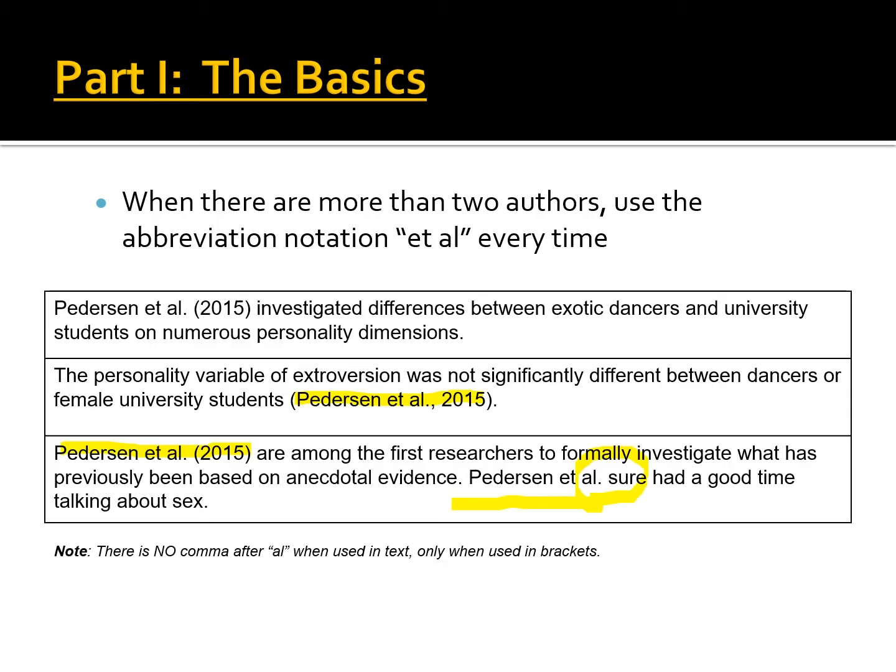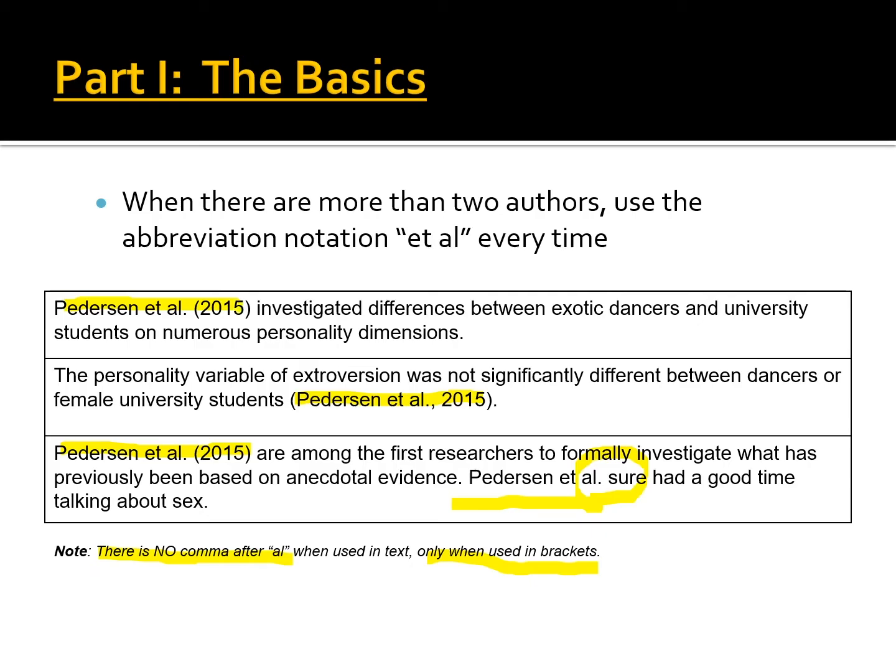So we've already said Pedersen et al. 2015. So because this Pedersen et al. is the same study and it's in the same paragraph, we do not have to provide the year. Once we move on to a new paragraph, however, and we go back to talking about Pedersen et al., then we will again have to cite the year in subsequent paragraphs.